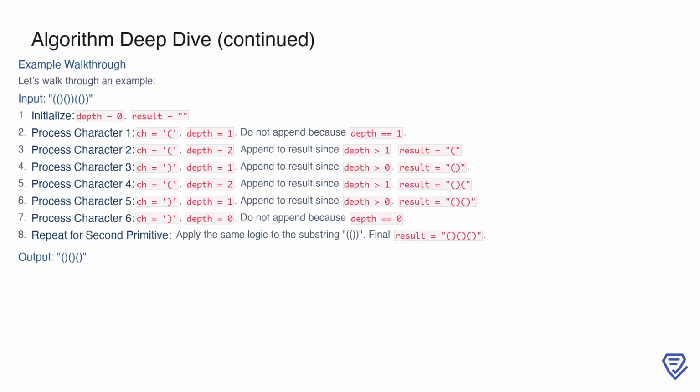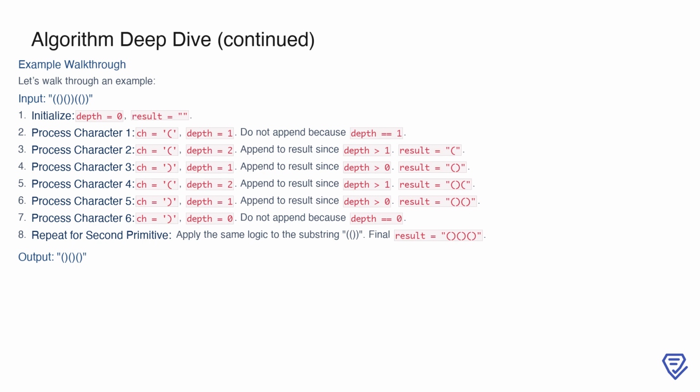Let's illustrate the algorithm with an example to solidify our understanding. Consider the input string. We begin by initializing depth to 0 and result to an empty string. For the first character, the depth becomes 1, so we skip appending it since it's the outermost parenthesis. The second character is another opening parenthesis, increasing the depth to 2. Now, since the depth is greater than 1, we append it to the result, which becomes.